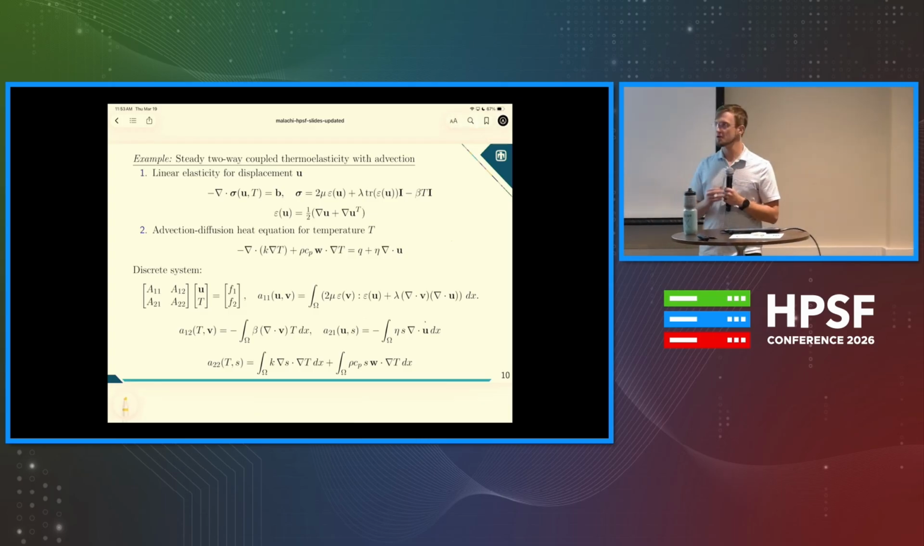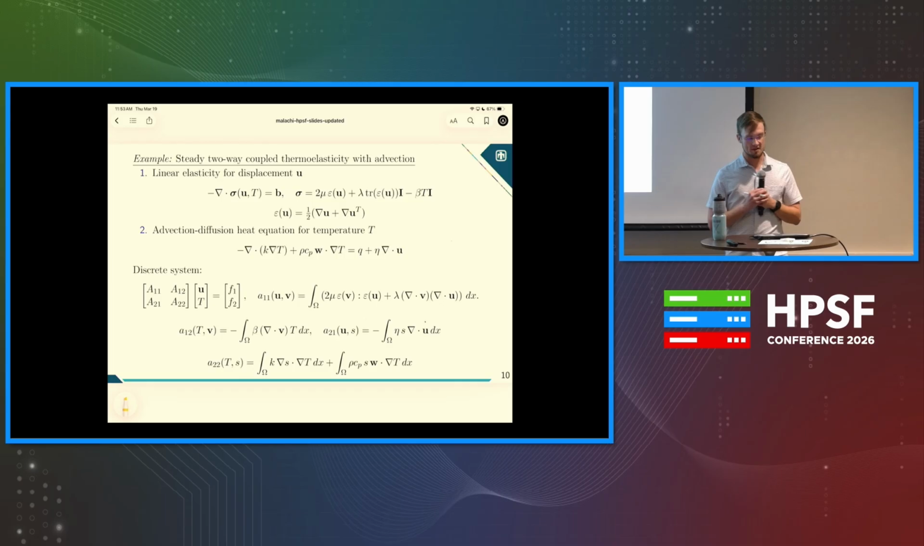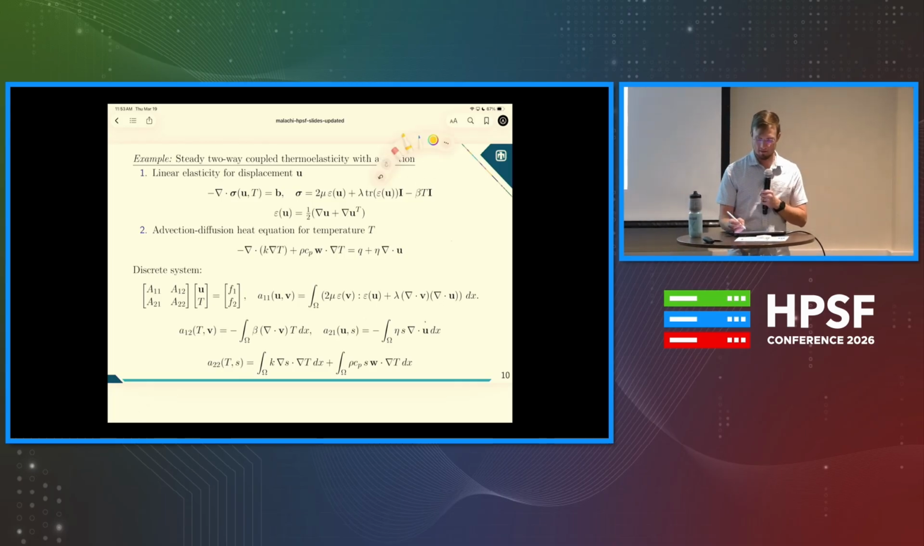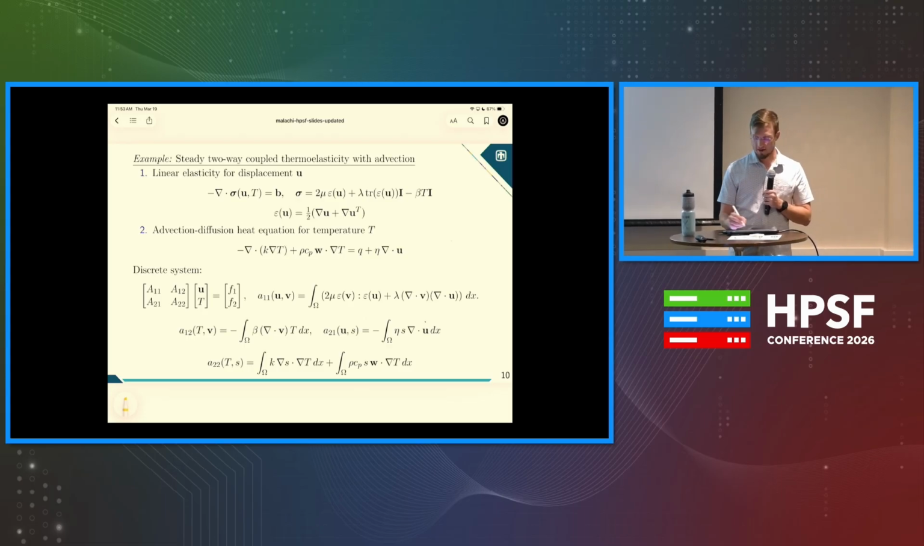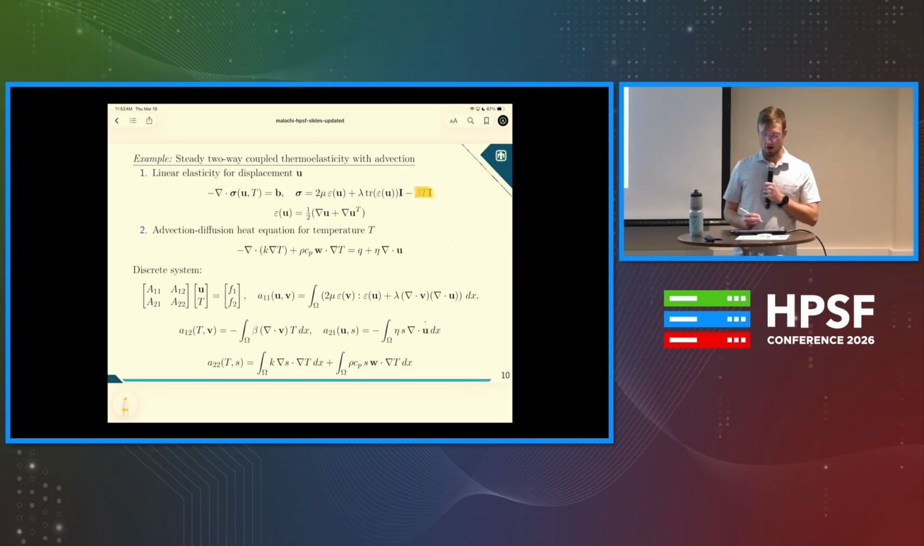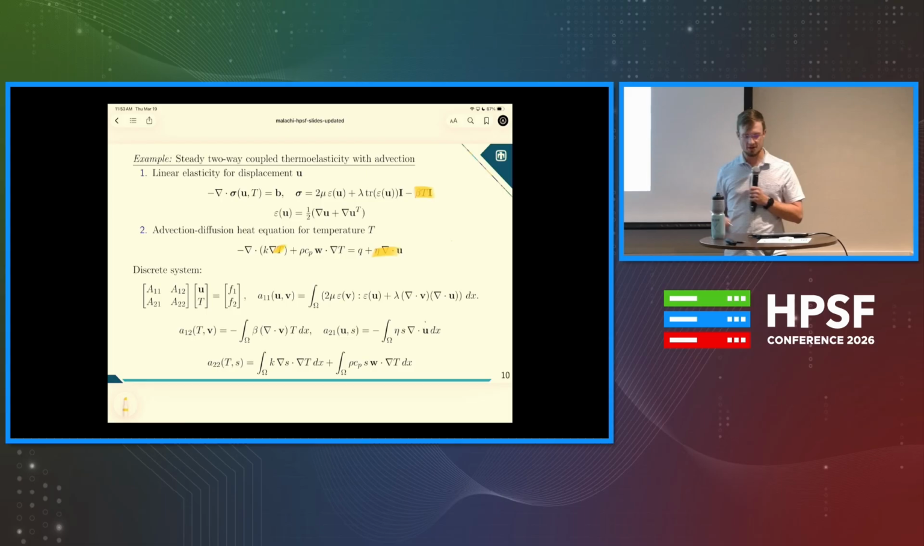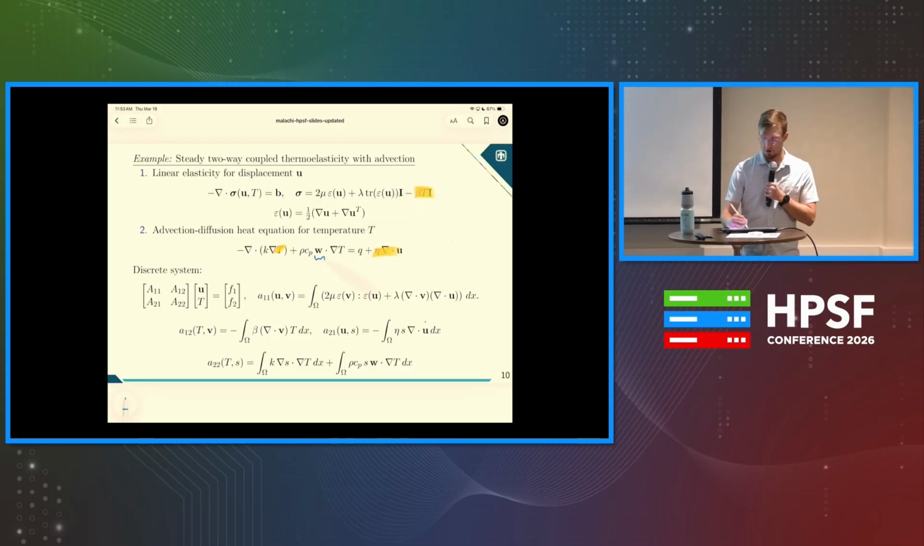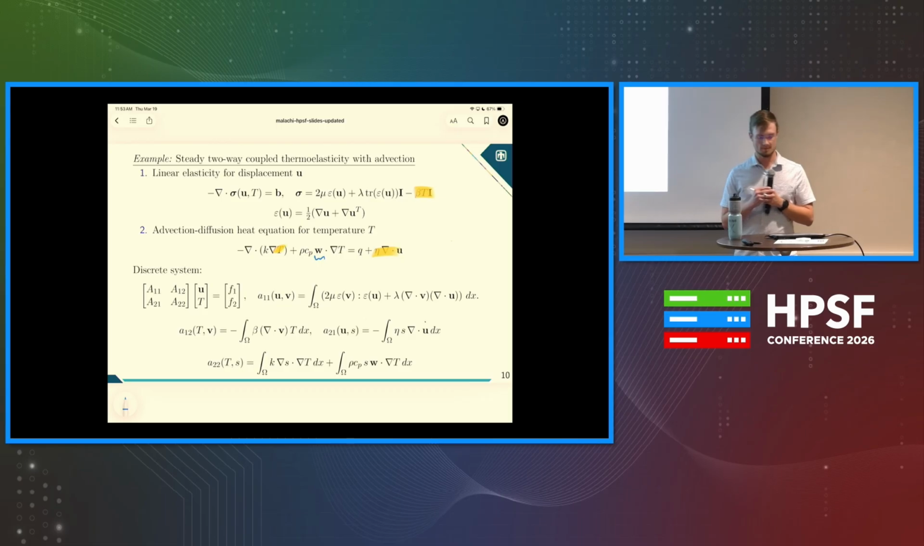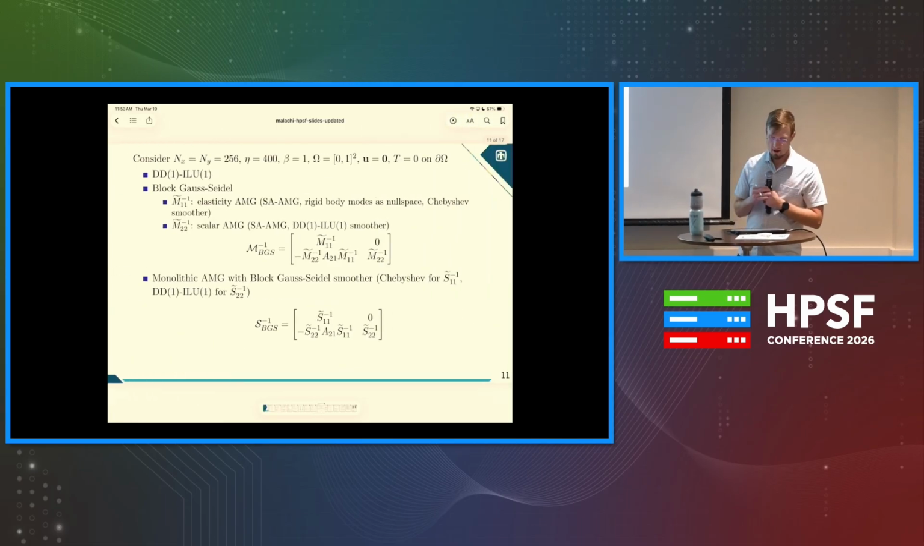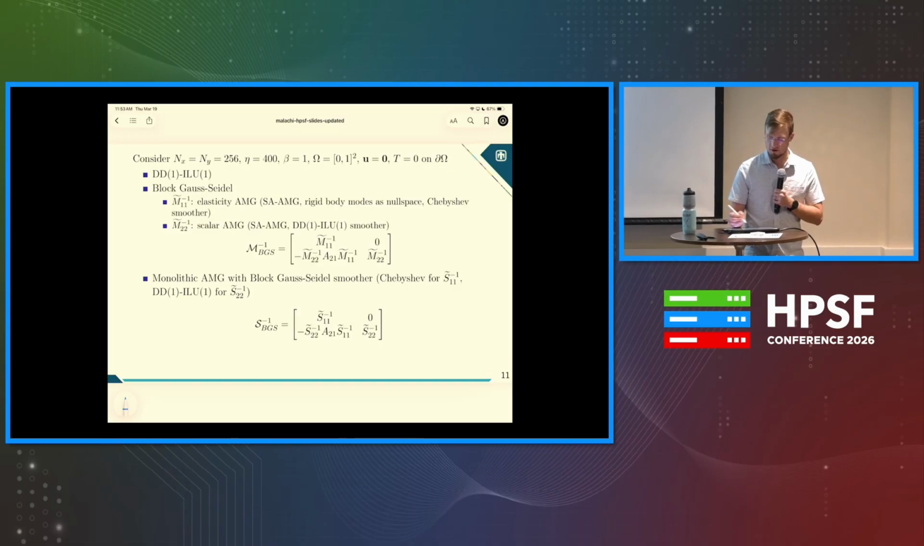So let's look at a couple examples here. This example is a steady two-way coupled thermoelasticity equation with advection, where I solve for linear elasticity, but there's a temperature coupling. And then for the temperature equation, we'll use an advection diffusion heat equation, where I'm solving for the temperature. There is a coupling with the elasticity solve, and we also include a user-prescribed velocity field, too. So now we can consider a specific example of this where we crank up the coupling between the two.